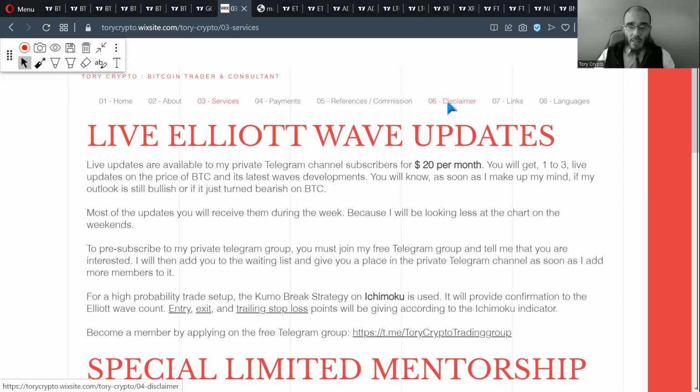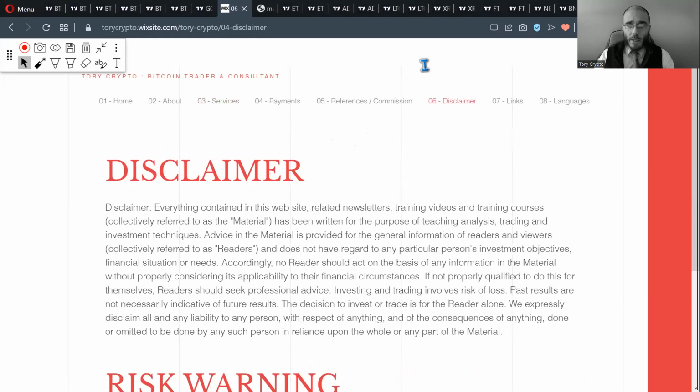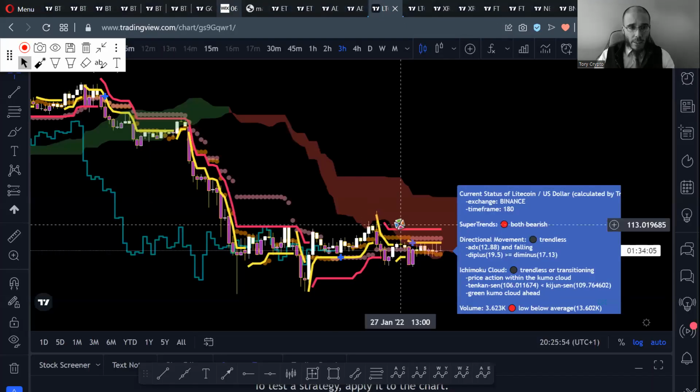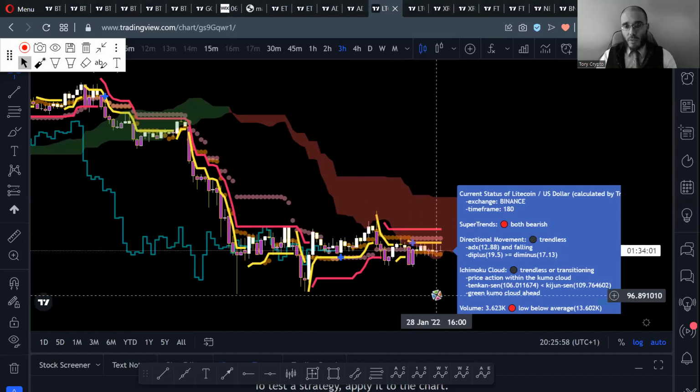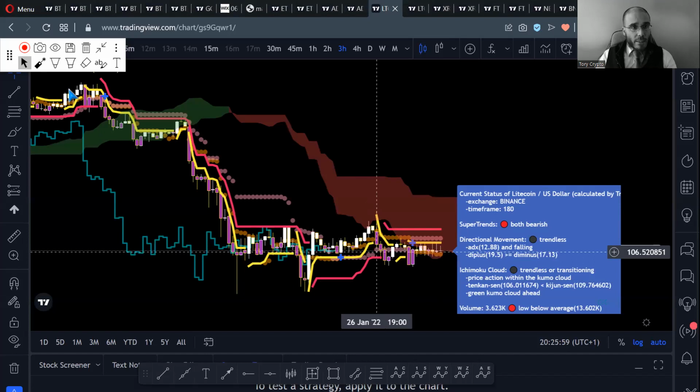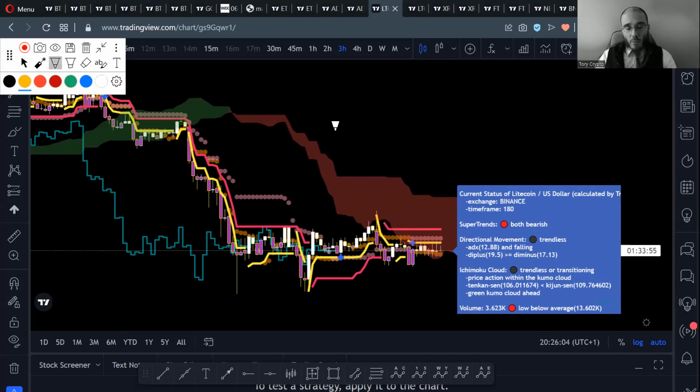Now, that being said, we are going to talk about the strategy, the Kumo break strategy on Ichimoku, right now. So I switched to the Litecoin chart, since we are talking about Litecoin today, and we take a look at the position. So it's a one glance chart, Ichimoku. So straight away, you can see that you are in the cloud.